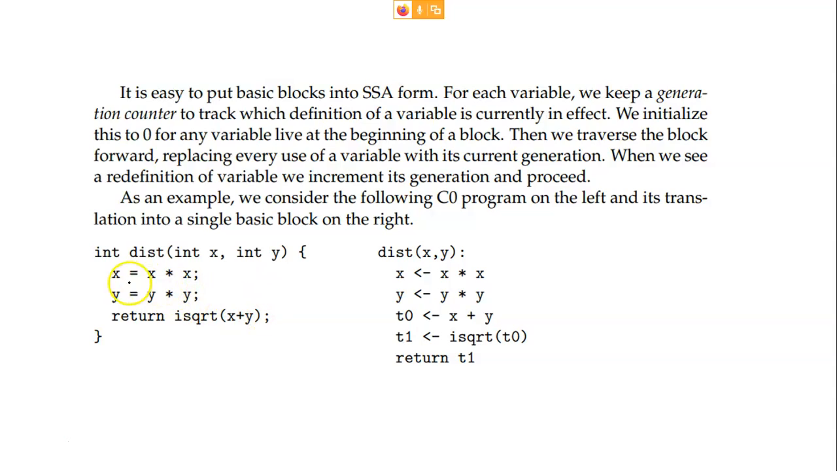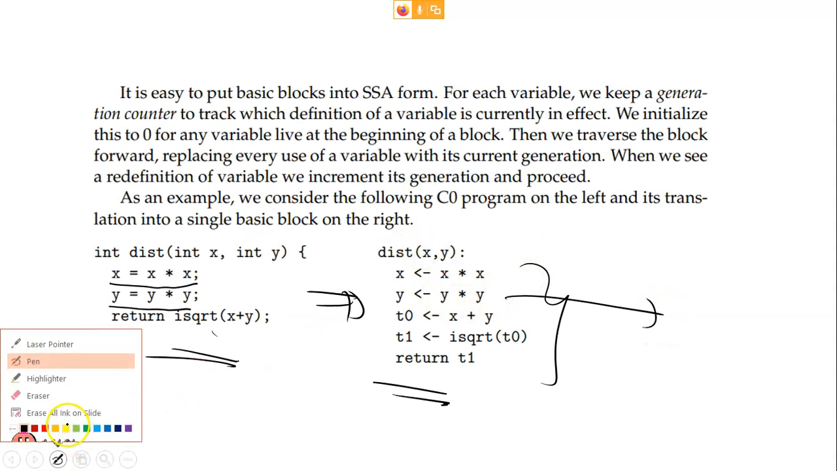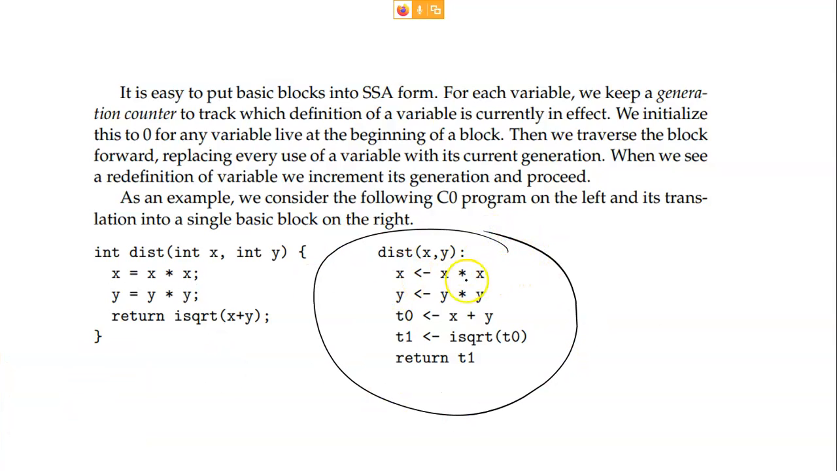You can see, for example, if you have x equal to x into x, y equal to y into y, then you can very easily convert it. First of all, this is the 3 address code for this program. Now let's convert this 3 address code into SSA. In this 3 address code, this is the fetch definition. When you supply the value of x to this function, at that point of time x already has some value, so x is already defined.